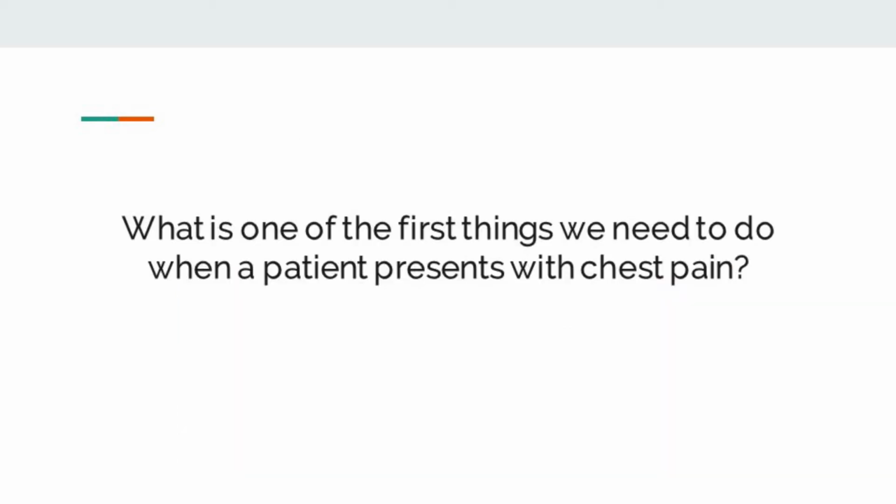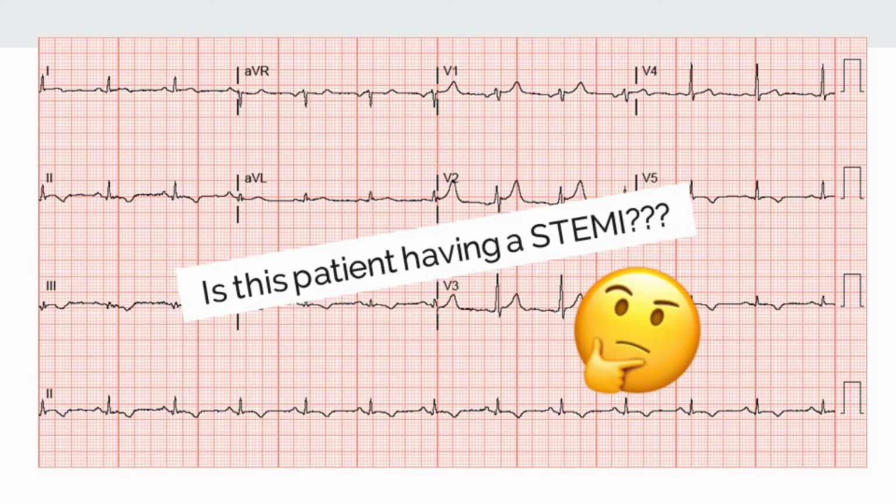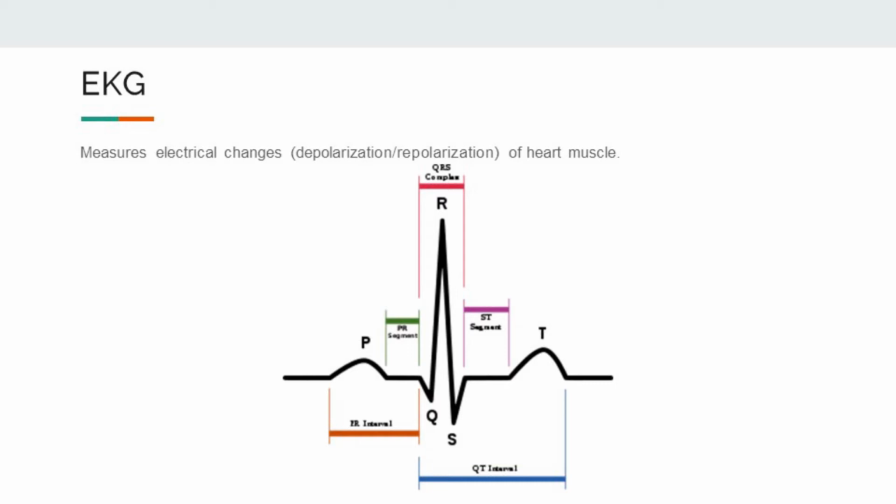So aside from giving patients an aspirin and/or a nitroglycerin, what's one of the first things we want to obtain when a patient comes into the ED complaining of chest pain? An EKG. The reason is that we want to identify STEMIs as quickly as possible. So let's dive a little bit into EKGs. EKGs measure the electrical activity of the heart. More specifically, we're measuring the depolarization and repolarization of the cardiac muscle. It can be a little bit confusing, but this is not the same as the heart's electrical conduction system.